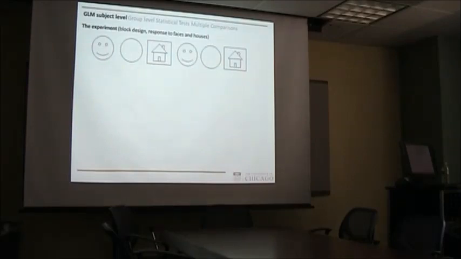So I want to go over an example of how this GLM works on a subject level. Let's try a really simplified experiment. Suppose you have a block design where people see faces, houses, and some empty shapes. Over time, suppose there are 6 blocks: a face, an empty circle, a house, a face, a circle, and a house again. So that's the whole experiment.